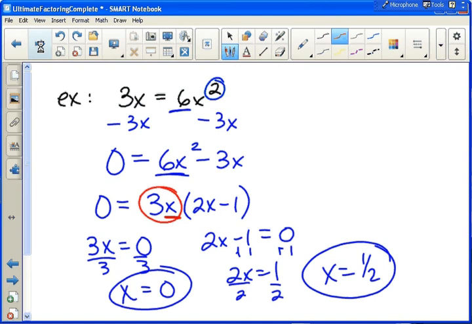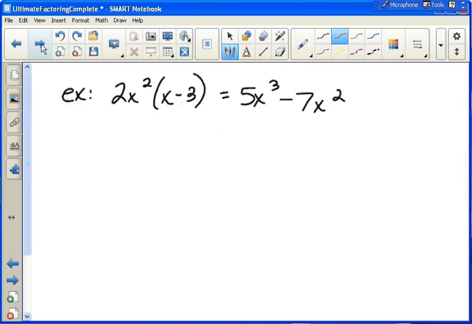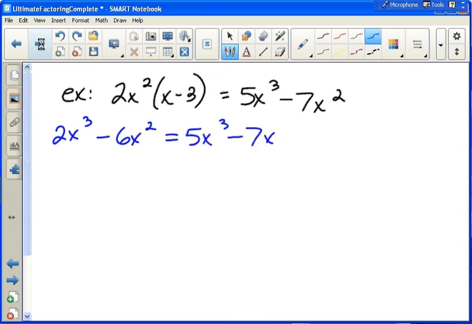Okay, next one. We need to get this set equal to 0. Well, honestly, before I even bother with that, I'm going to go ahead and distribute what I see there so I can start simplifying. 2x squared times x is 2x cubed. 2x squared times negative 3 is negative 6x squared. Okay, step 1, we want to set it equal to 0. I'm going to subtract 5x cubed from both sides. Gives me negative 3x cubed.